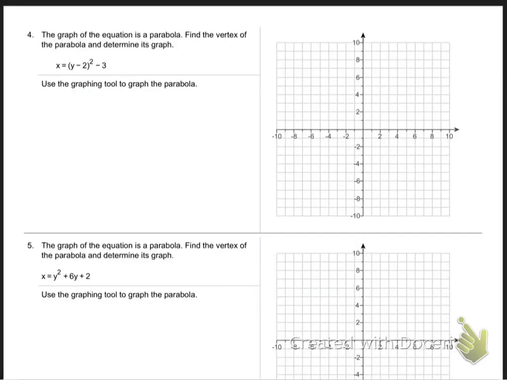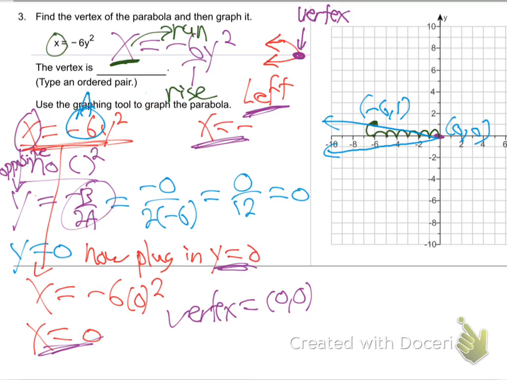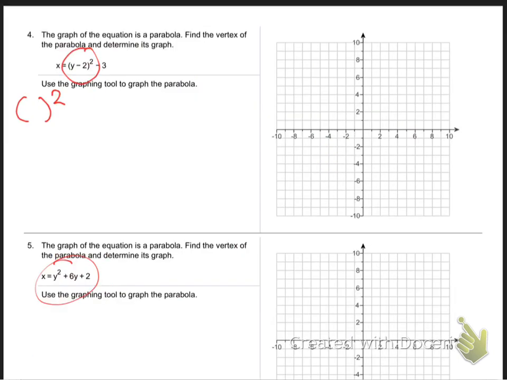Same thing. Now, when they have parentheses squared, okay, so parentheses squared is a little different. See how this one has parentheses squared and the next one doesn't? And the last one did not have parentheses squared. So what do you do when you have parentheses squared? How is that different? Well, it's actually easier.